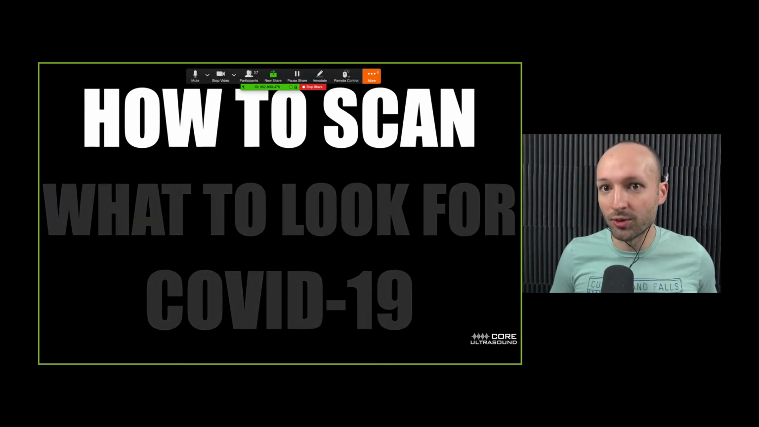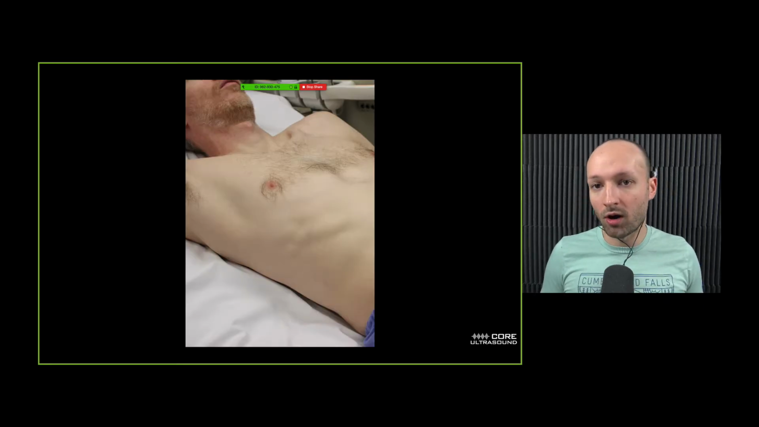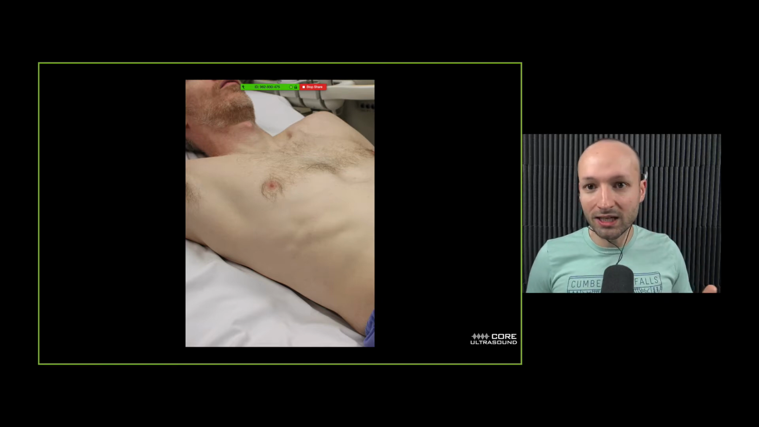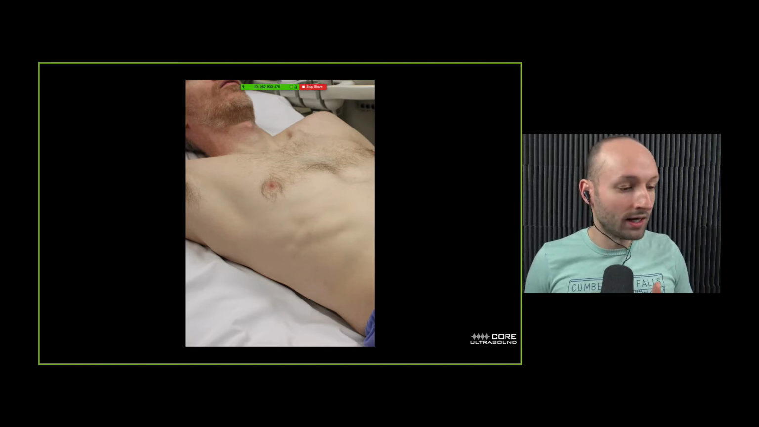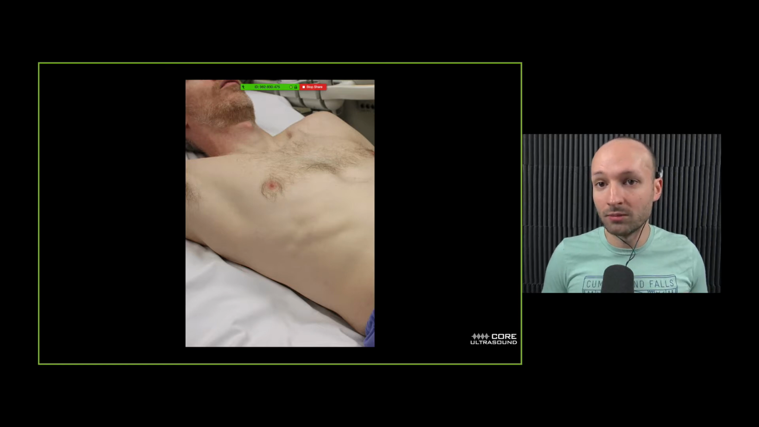All right, let's start with this, how to scan. Now, with most of our basic lung pathology, we have pleural effusions, we have B-lines, and we have pneumothoraces, which are kind of like basics of lung ultrasound. Now, for all of these three things, we can look at our patient supine. We don't have to manipulate them. We don't have to move them at all. We can just look anterior.